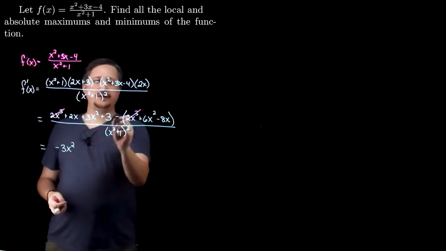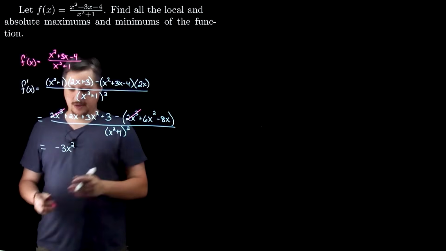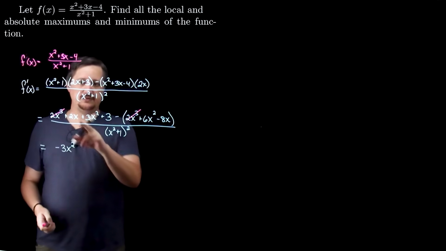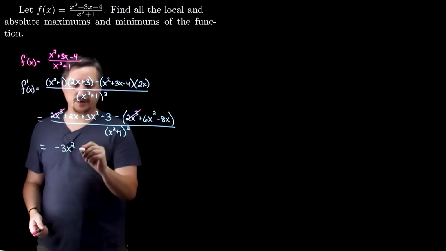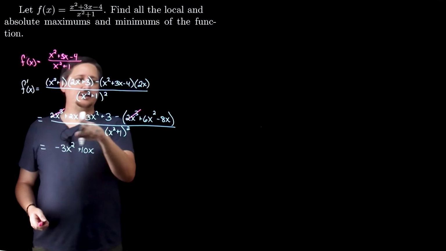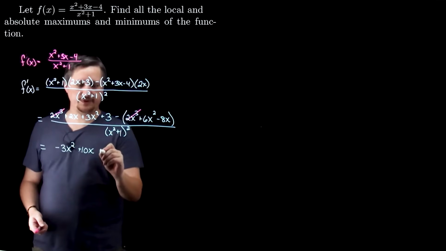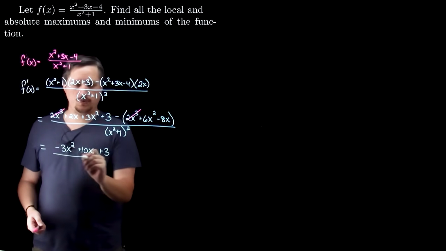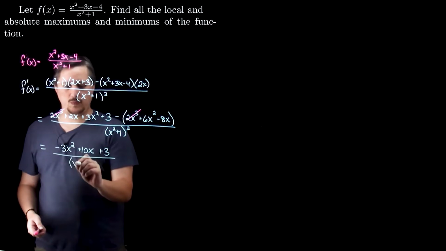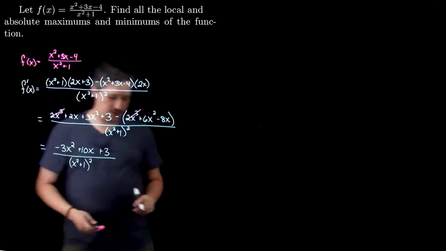Then I have 2x minus minus 8x. So that's going to give me, let's see, 2x minus minus, so that's plus. So I'm going to get plus 10x. And then I have just the 3. There's no constant over there, so I'm going to have plus 3 over x squared plus 1 squared. All right.